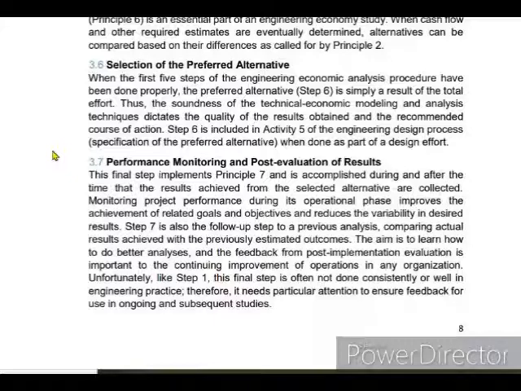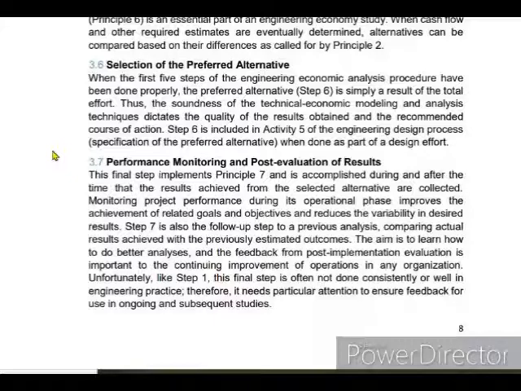So the result will be based on the quality and techniques that are used in the analysis and modeling. So step 6 is included in step 5 of the engineering design process: specification of the preferred alternative. In the engineering design process, we have to enumerate the specifications of the preferred alternative for us to go on with the plan. Okay? So when done as part of the design effort.